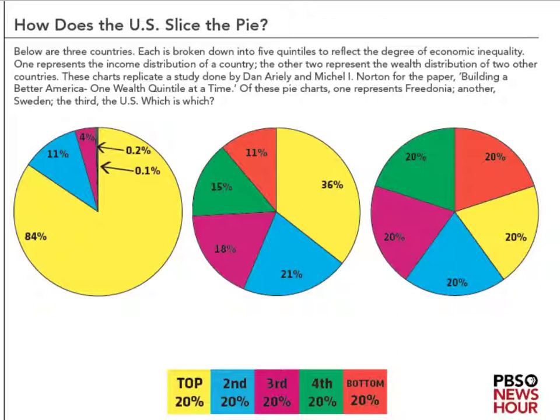So in this case here, each quintile has exactly 20% of the pie. So we're looking at total equality here. And in this pie, we get a little bit more disparate, where that top quintile gets 36%, the bottom quintile gets 11%. And then over here on the left, we've got the top quintile has 84% of the wealth, and the bottom quintile gets 0.01%.